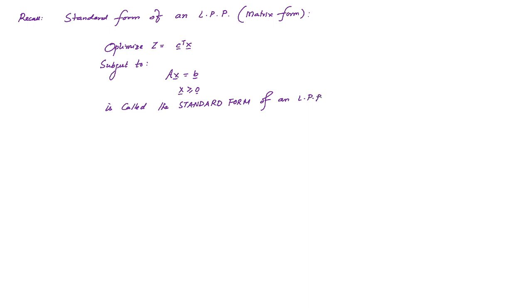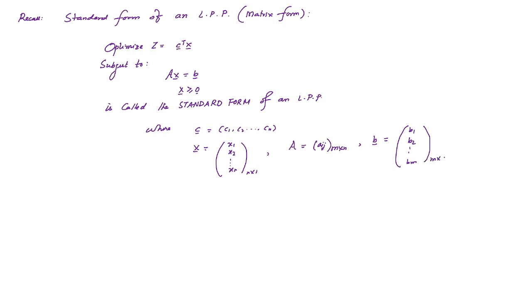Linear programming problem. Now the question is, what is A, X, B? Where C is basically the vector C1, C2, Cn. X is x1, x2, xn, n cross 1 matrix. A is basically of order m cross n, Aij, and b is basically the m tuple b1, b2, dot dot bm. This is m cross 1.